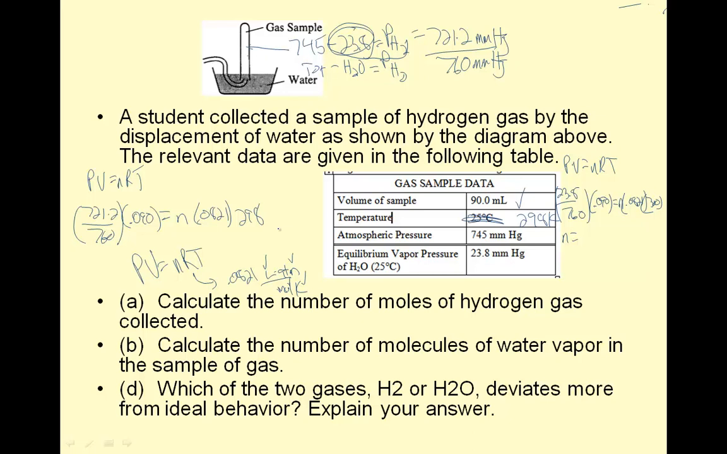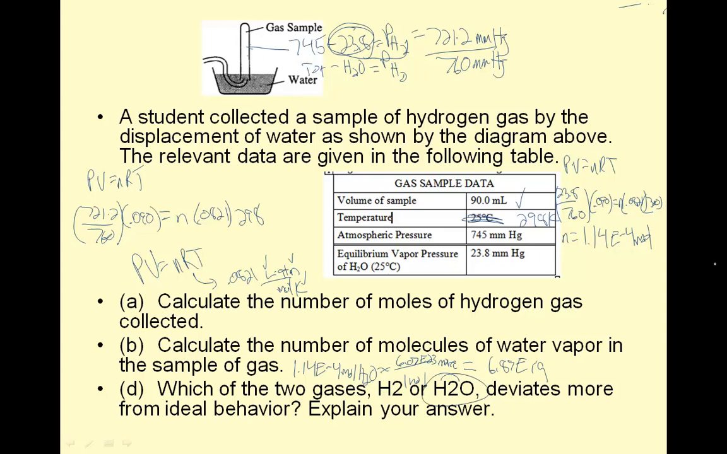I'll actually solve this one. 23.8 divided by 760 times 0.09 divided by 0.0821 divided by 300 is 1.14 E negative 4 moles. And to get that into molecules, I have 1.14 E negative 4 moles of H2O times 1 mole over Avogadro's number, 6.02 E23 molecules. And my calculator tells me that is 6.89 E19.